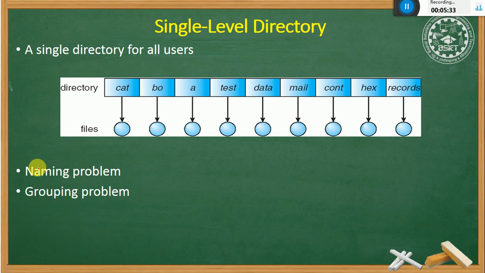Then there are 3 types of directory structure: single level directory structure, two level directory structure, and tree level directory structure. So what is a single level directory structure? In a single level directory structure we have a directory and it contains files. The parent is a directory and it may contain multiple files or it may contain a single file. So that is single level.